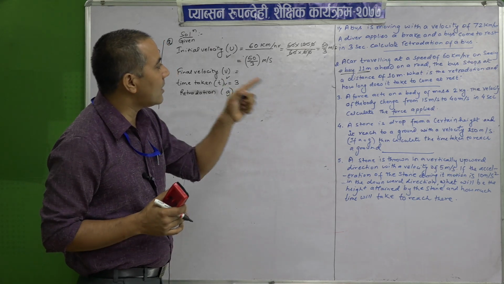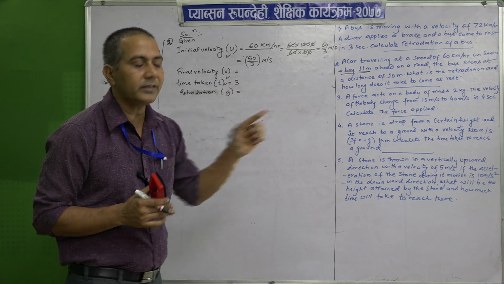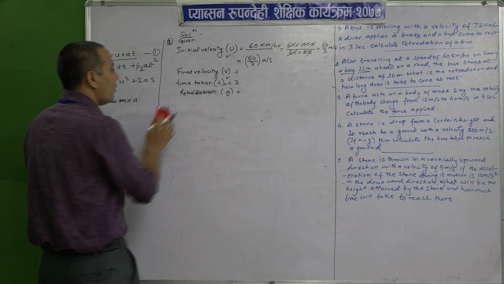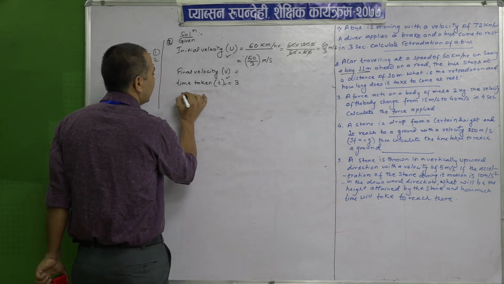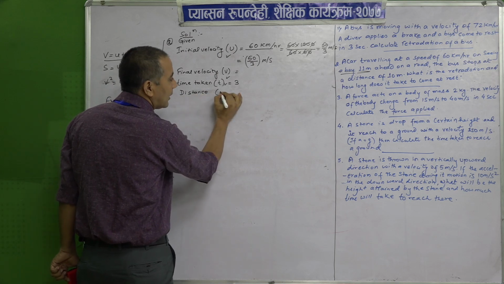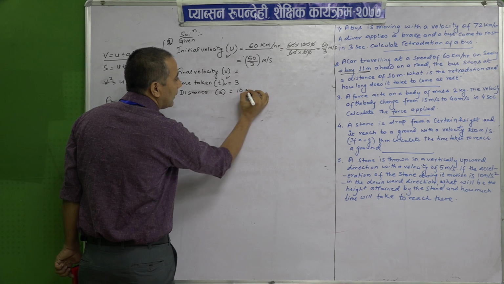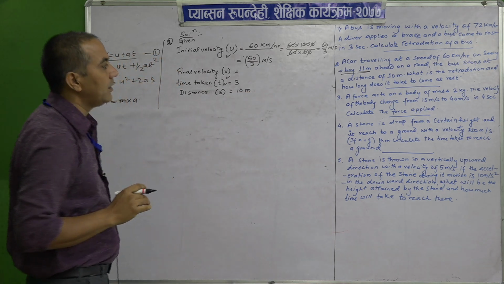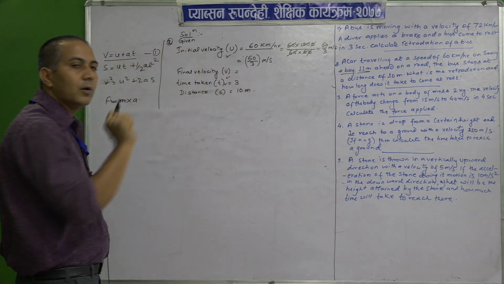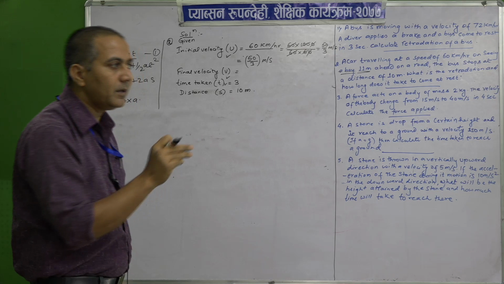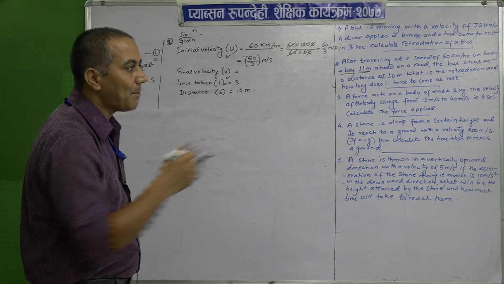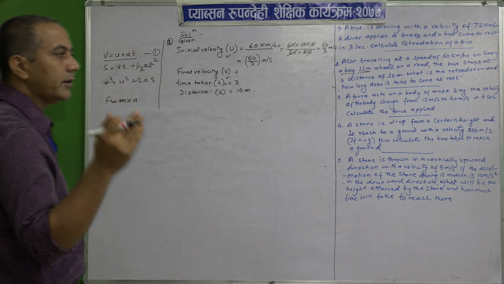Ahead on the road, the bus stopped at a distance. Now, it is given that the bus stopped at a distance of 10 meter. What is given here? Distance is given, that is s equals 10 meter. The bus comes to rest at 10 meter, but it saw the boy at 11 meter. That means the difference between the bus and the boy is 1 meter, so the accident does not take place.